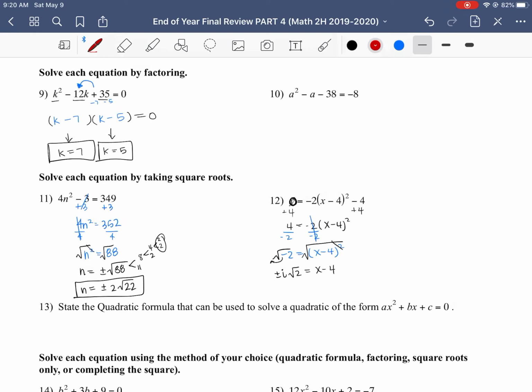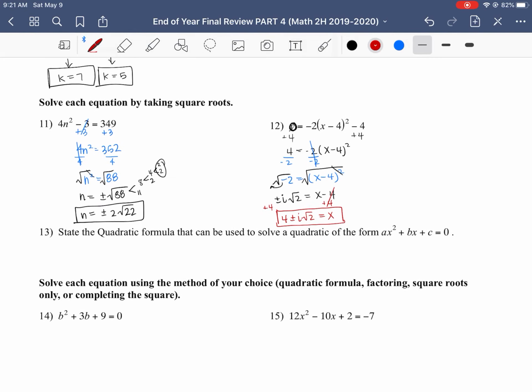And then we just finish solving for x. So there's a negative 4 over here, so let's add it over here to the left side. That leaves me with 4 plus or minus i square root of 2. And then we have x left on the right side. So it's solved there. Again, just isolating the variable piece so that you can square root and use that as a tool to solve. Alright, those were the first 2 things we practiced in solving quadratics this year.